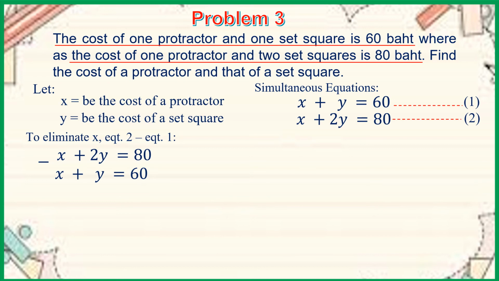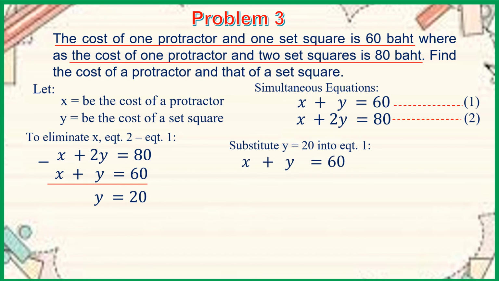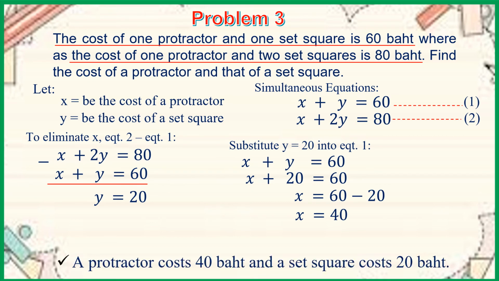So x minus x is equal to 0, so no need to write. Then 2y minus y would be equal to y. So y is equal to 20 since 80 minus 60 is equal to 20. Then to solve for x, we are going to substitute y is equal to 20 into equation 1. So x plus y is equal to 60, your y will become 20, and transpose 20 to the other side, we get x is equal to 60 minus 20. So x would be equal to 40. So going back to the representation, we therefore conclude that a protractor costs 40 baht and a set square costs 20 baht.